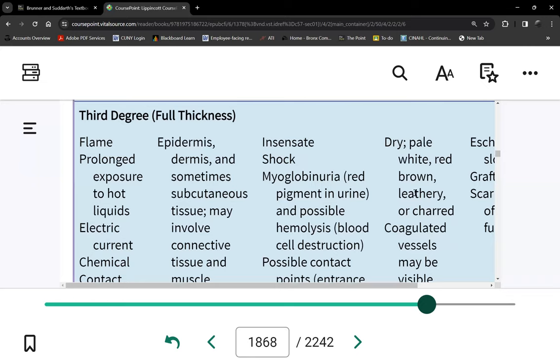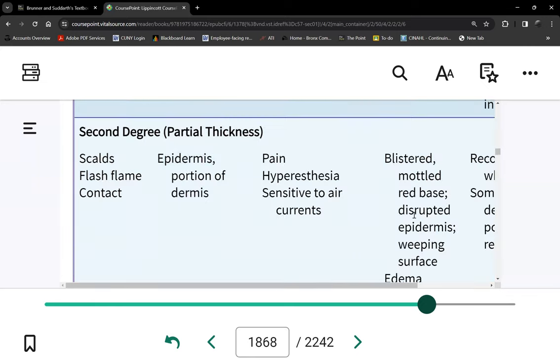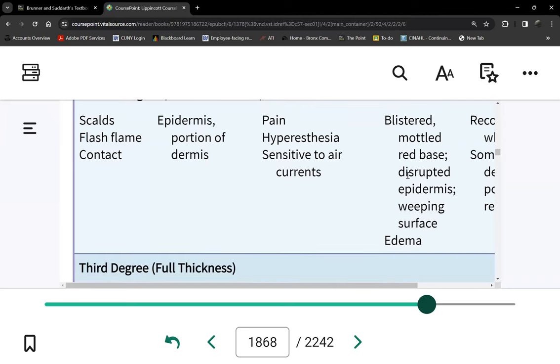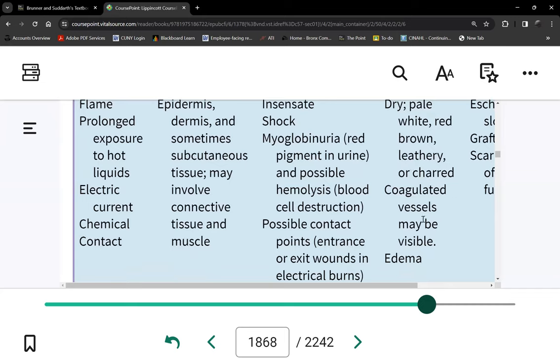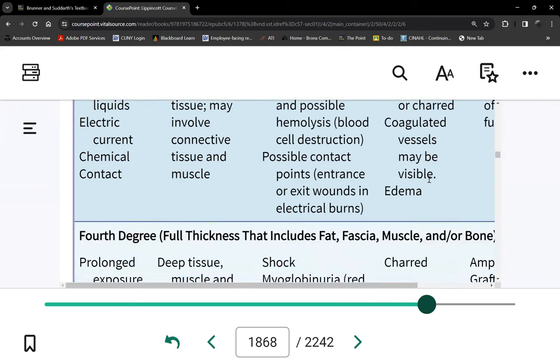Do they have blood flow? No more. That's why they look this color. Here, is there still blood supply, blood flow? Yes, that's why it looks red. This one, will there be blisters in third degree? No, in order for you to have a blister, it needs an intact epidermis, right? There is no more epidermis here. It's already burned off, so there will be no blisters at all.